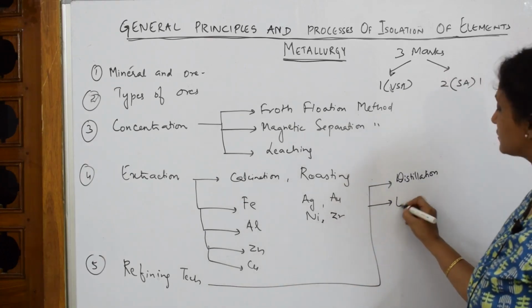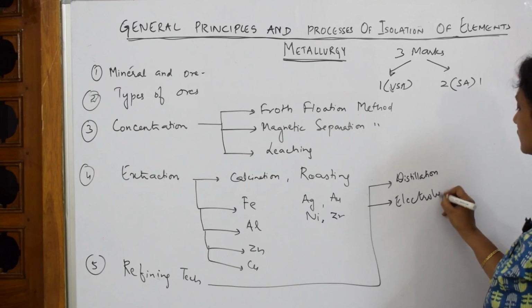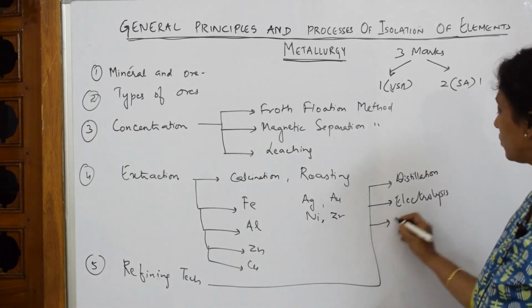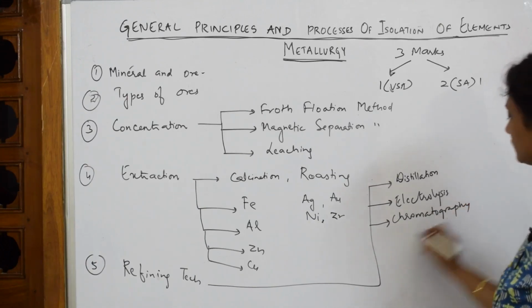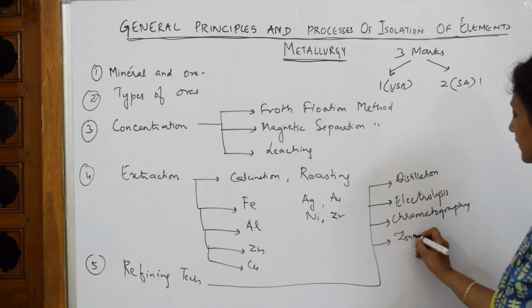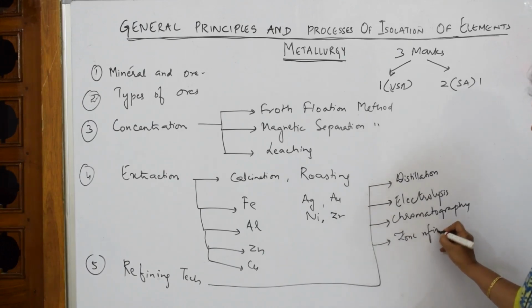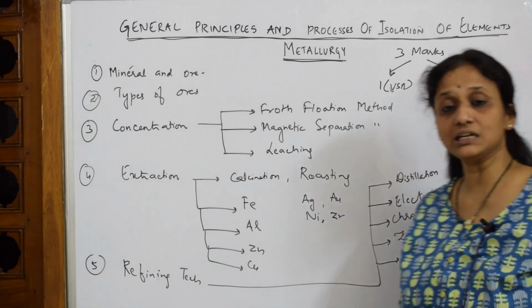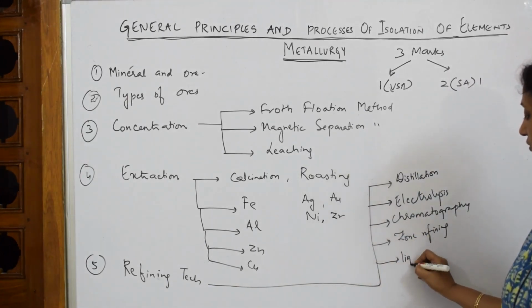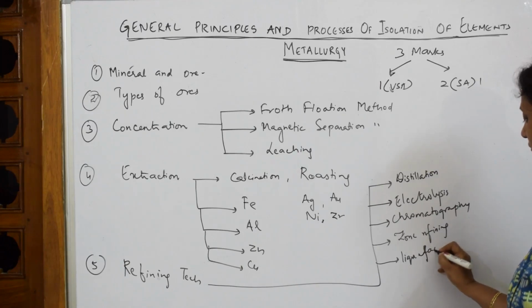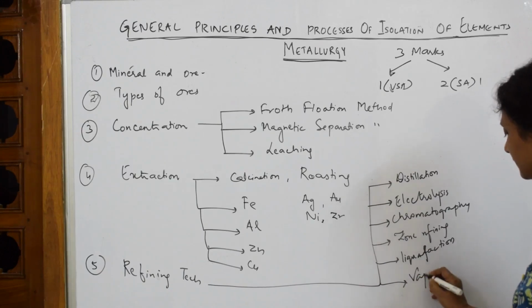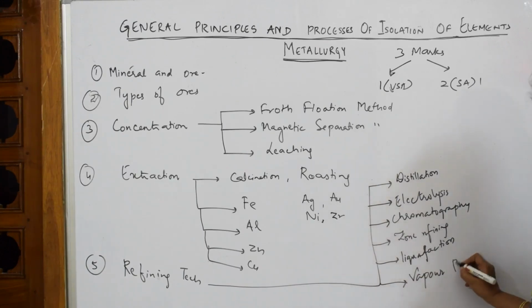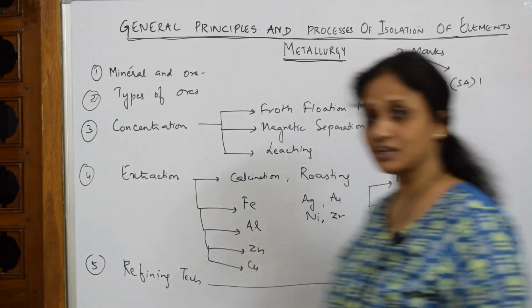After distillation, we are going to study the method of electrolysis. We'll also study the method of chromatography. We will be teaching column chromatography. We'll also be learning the method of zone refining. After zone refining, we'll be learning about the liquefaction process. Yes, very important, the liquefaction process. Then we'll be learning about vapor phase refining, nickel and zirconium vapor phase refining. So all these processes, one after the other, will follow.